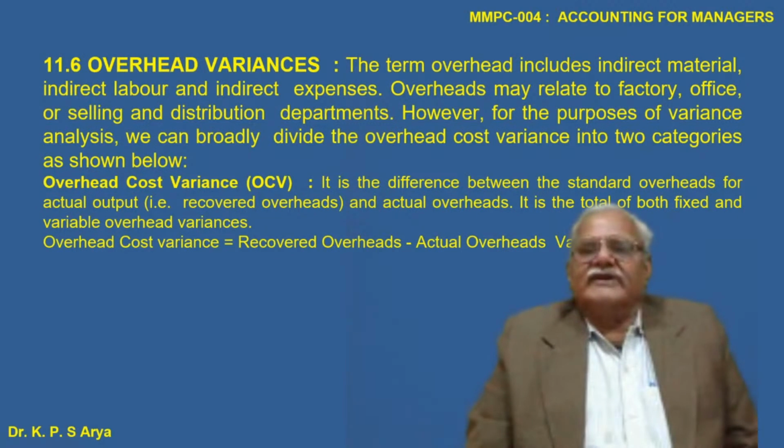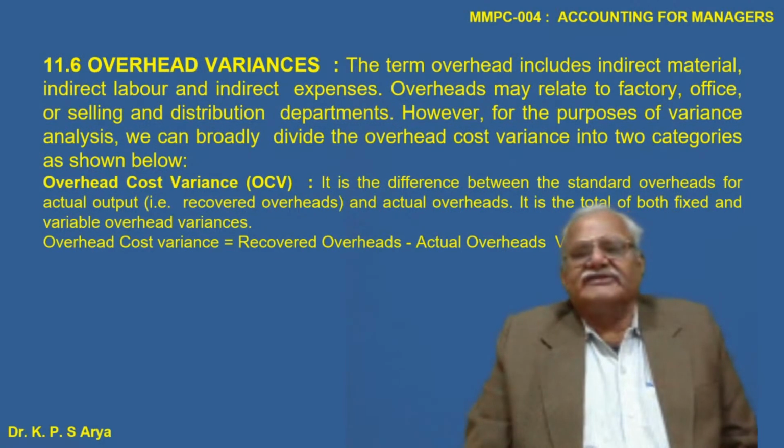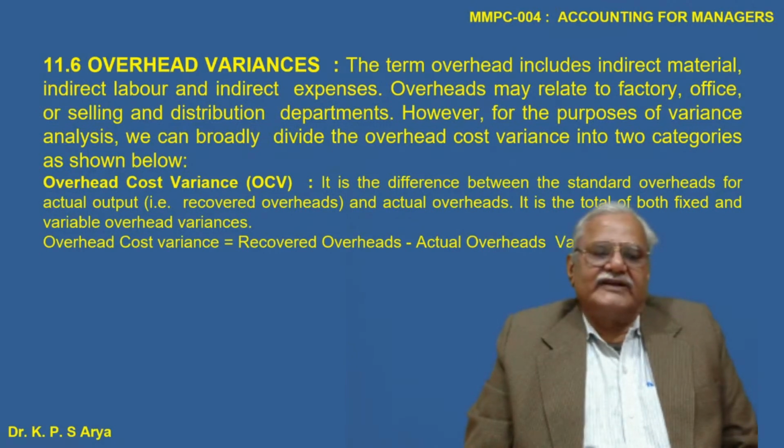The overhead variance: the term overhead includes indirect material, indirect labor, and indirect expenses. Overhead may relate to factory, office, and selling and distribution departments. However, for the purpose of variance analysis, we can broadly divide the overhead cost variance into two categories. Overhead cost variance is the difference between the standard overheads for the actual output, recovered overheads, and actual overheads. It is the total of both the fixed and the variable overhead variances. Overhead cost variance is equal to recovered overhead minus actual overhead.